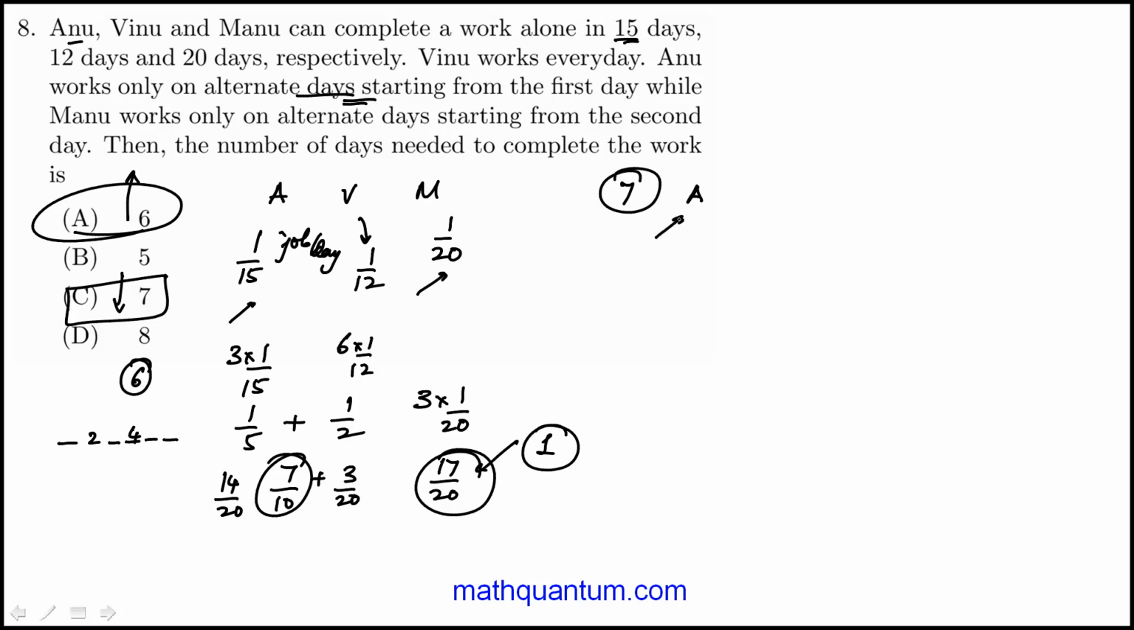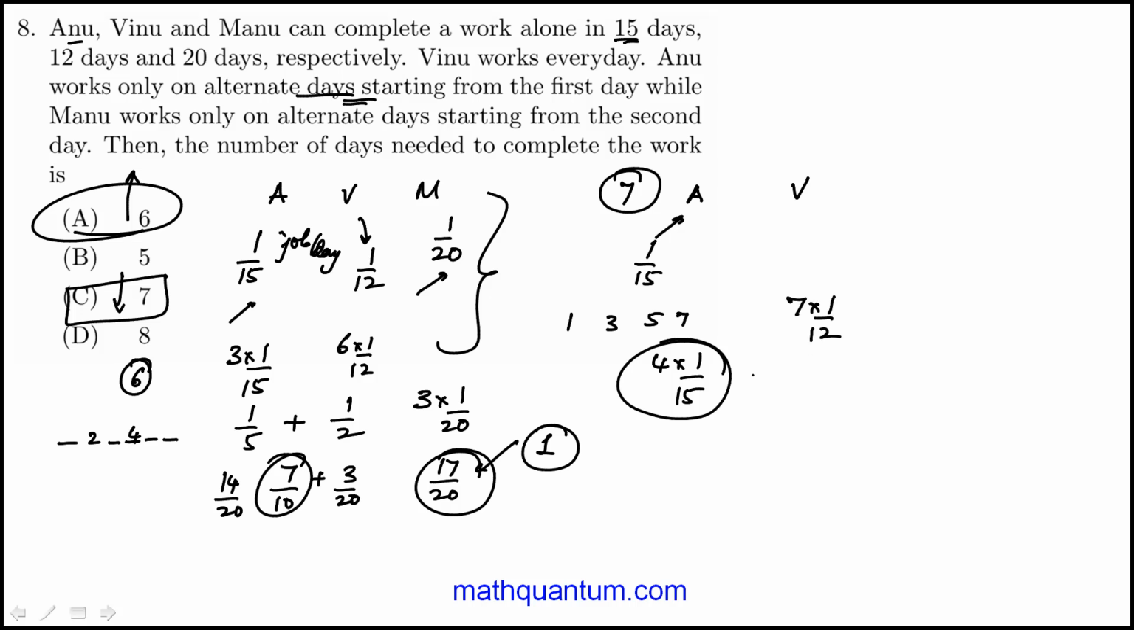So again, I just go back and read this again because it's easy to kind of mix up what you've done earlier. Anu works only on alternate days starting from the first day. So 1, 3, 5, 7. So she would have worked 4 days. So 4 times 1/15. That's the fraction of the job she has done. Vinu works every day. So that would be 7 times 1/12. So 4/15 plus 7/12. And then finally, Manu is starting from the second day. So 2, 4, 6. So 3, because next would be the 8th day. So 3 days, 1/20.